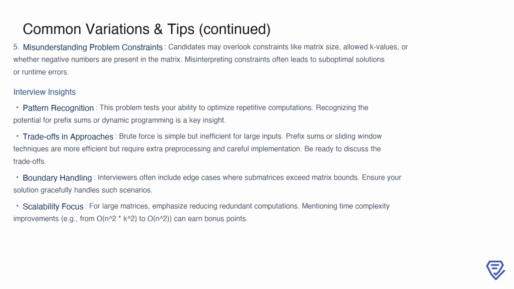For example, identifying the potential to use prefix sums or dynamic programming demonstrates a strong grasp of computational efficiency. You should also be prepared to discuss the trade-offs between different approaches. While brute force might be conceptually simple, it's impractical for large inputs. Optimized methods like prefix sums or sliding window techniques are faster but require careful pre-processing and implementation. Additionally, boundary handling is a subtle yet critical aspect. Interviewers often include test cases where submatrices exceed the matrix bounds, so ensure your solution can handle these gracefully.